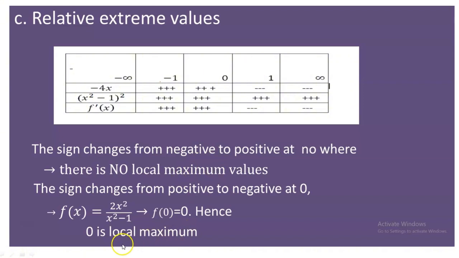one is right. So 0 is the local maximum one. Please have this correction. So f at 0, which actually 0 is our local maximum value, and we don't have any local minimum value. So far so good.